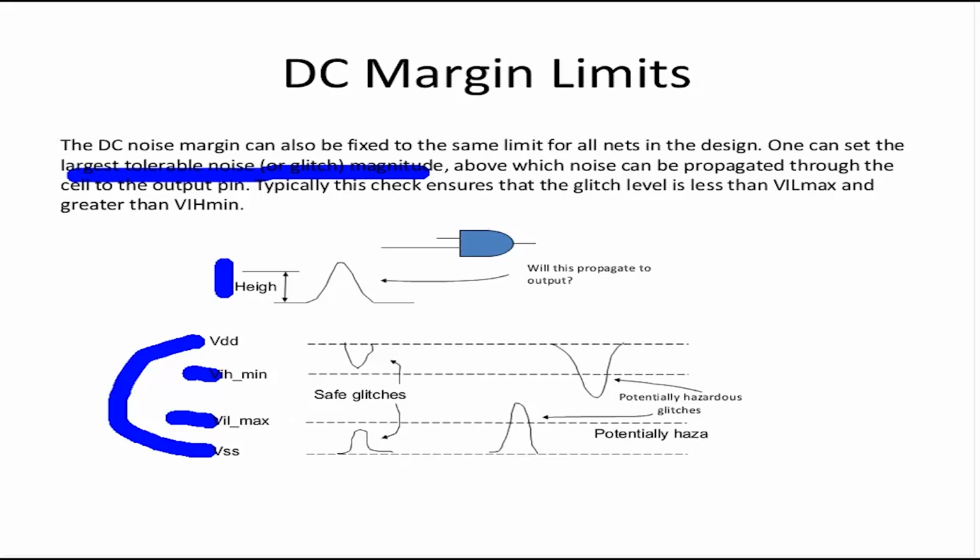Whatever be the case, how PrimeTime analyzes is that there will be a line of VIH min and VIL max. Any glitch below VDD that does not touch VIH min is okay. Similarly, any glitch beyond VSS that doesn't go beyond VIL max is safe. These will be filtered out by the cell.